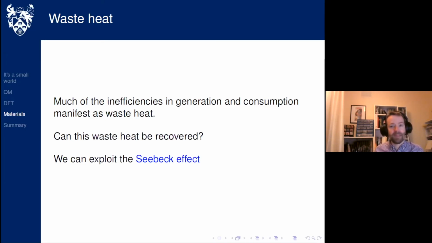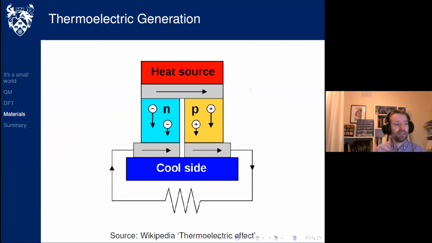Well, there is. And we can exploit what's called the Seebeck effect. So here's a diagram. This is from Wikipedia, from their Thermoelectric Generator page. The basic idea is this. I'm just going to give you an outline for what happens. I make a device which has two materials in it. There's a hot side and there's a cold side. Now, I'm going to give you a simple explanation.